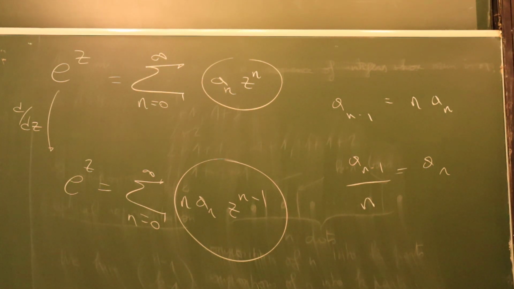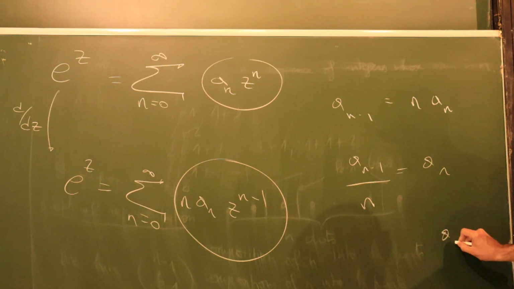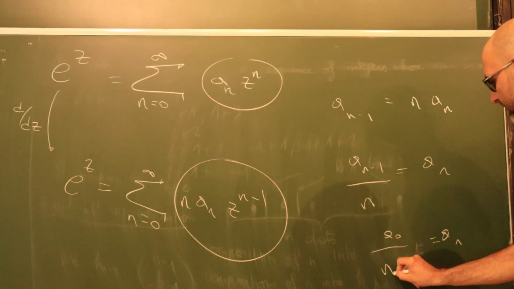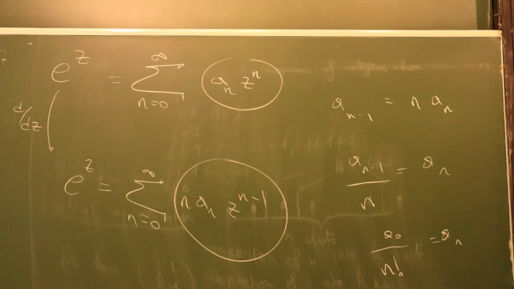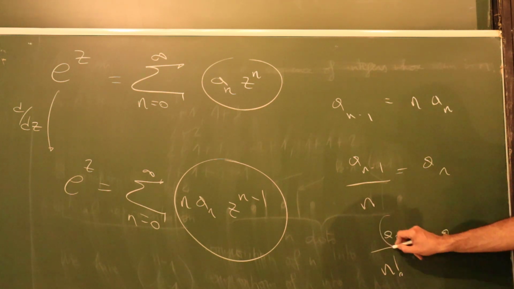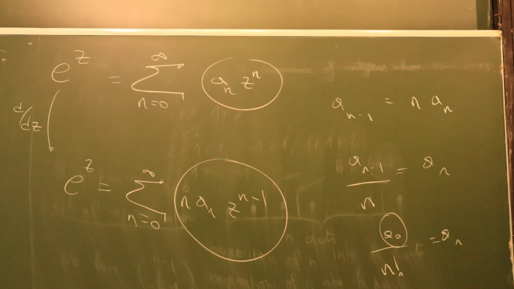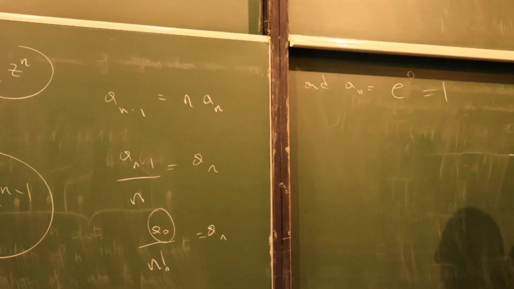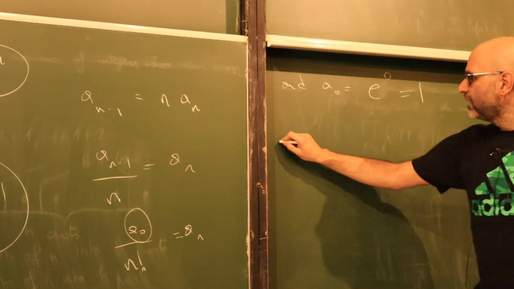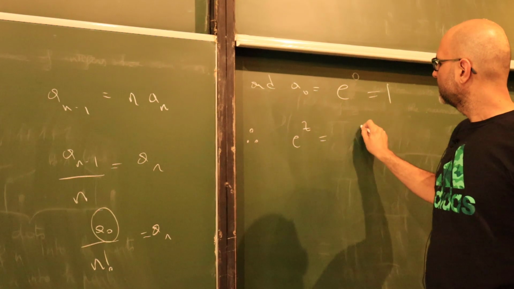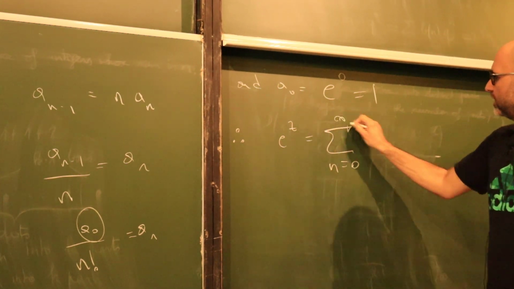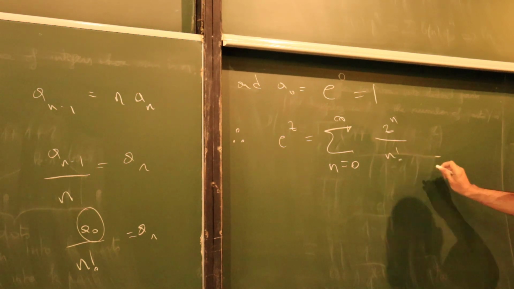And if we iterate this against itself, we will find that a sub n equals a sub 0 divided by n factorial, where factorial is the product of numbers from 1 to whichever natural number we gave there. And the question comes down to finding a sub 0. A sub 0 is nothing but the constant number here. Plug in z equals 0. A sub 0 equals e to 0, which is 1, and we are done. Therefore, the exponential function is the sum from n equals 0 to infinity of z to n divided by n factorial.